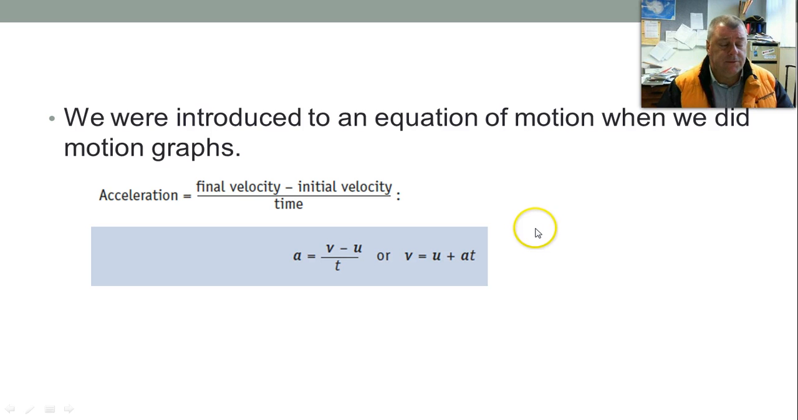but we're going to push it a little bit further, or a lot further this time, introduce you to all the other equations of motion, and then do a whole lot of worked examples. So hopefully you'll feel fairly confident at doing these types of questions.